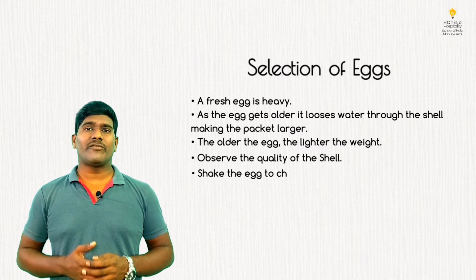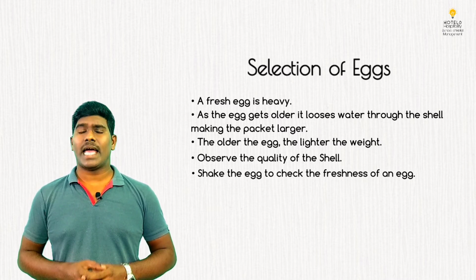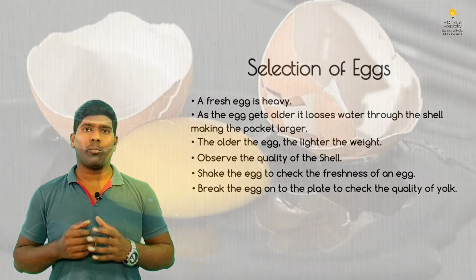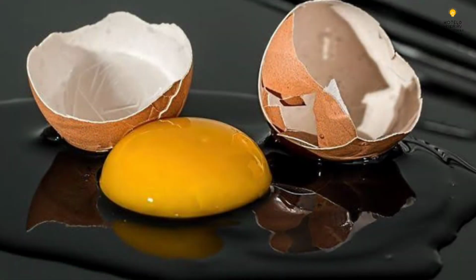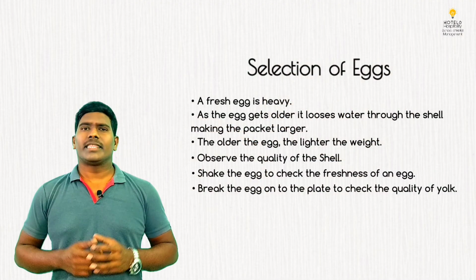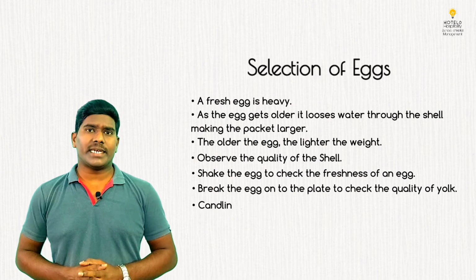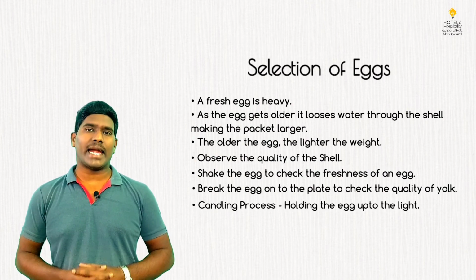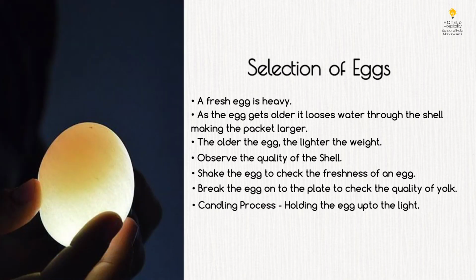One can determine the freshness of the egg by shaking it. Another is to break the egg onto a plate. If the yolk is compact and positioned in the center, the egg is fresh. If the egg is old, the yolk has a tendency to spread. The freshness of the egg can also be tested by holding it up to the light. This process is known as candling. Holding the egg in front of the light, an air chamber indicates a fresh egg.